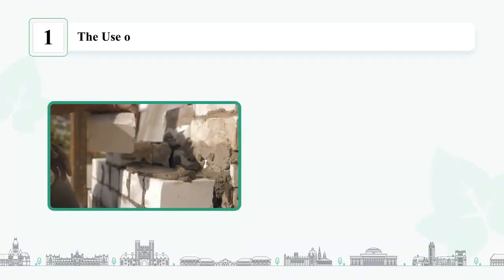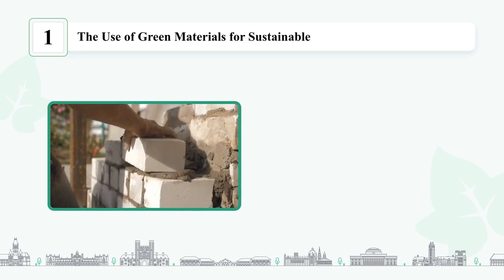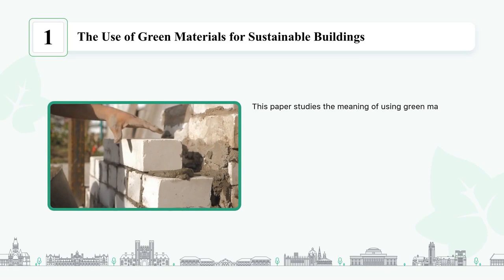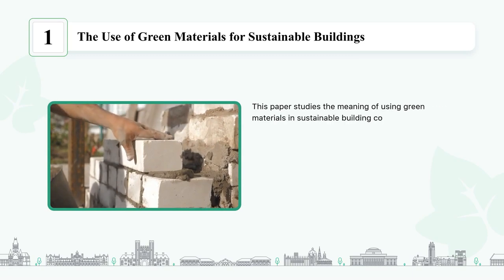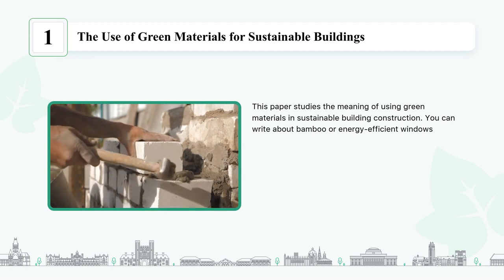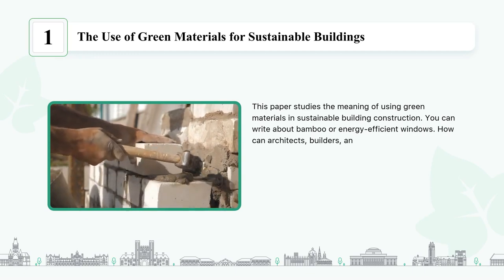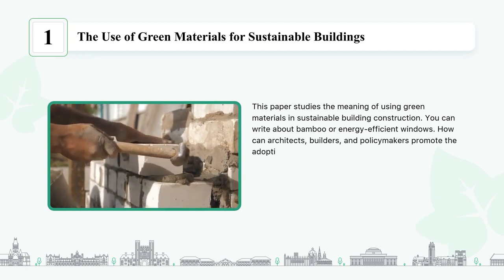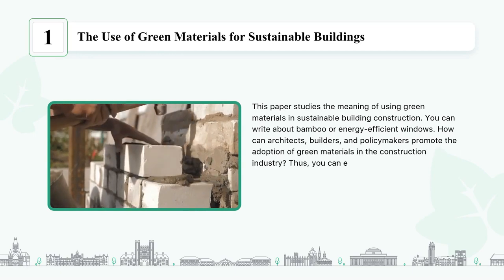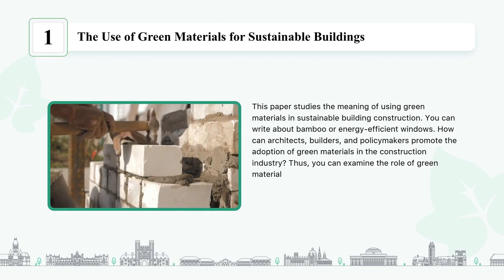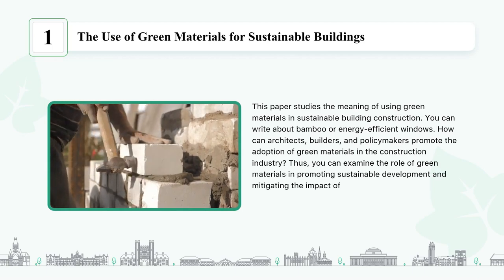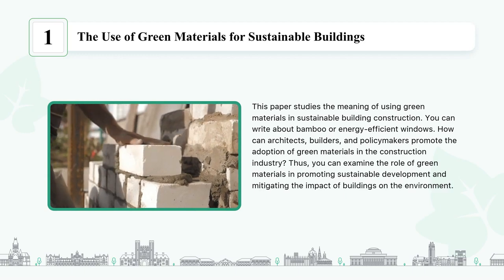The use of green materials for sustainable buildings. This paper studies the meaning of using green materials in sustainable building construction. You can write about bamboo or energy-efficient windows. How can architects, builders, and policymakers promote the adoption of green materials in the construction industry? Thus, you can examine the role of green materials in promoting sustainable development and mitigating the impact of buildings on the environment.